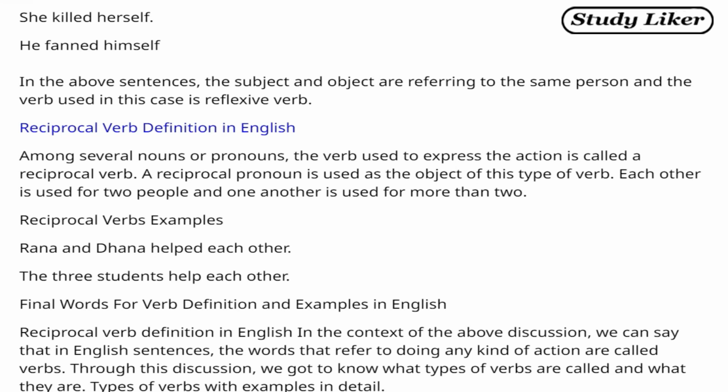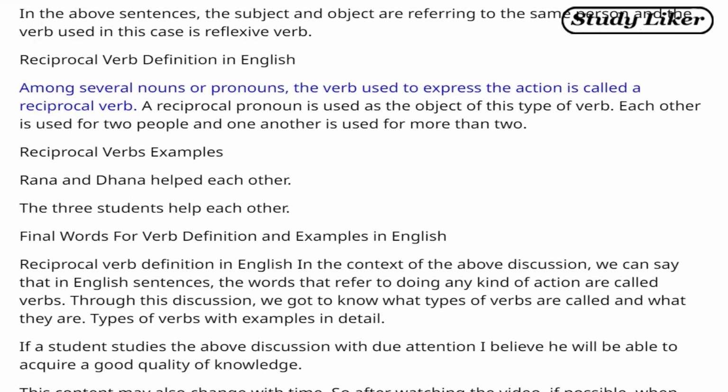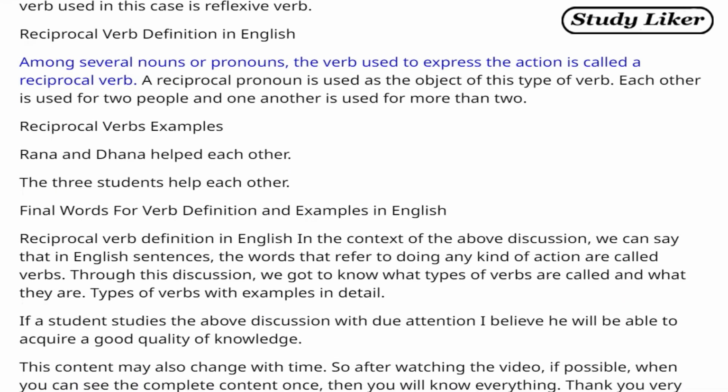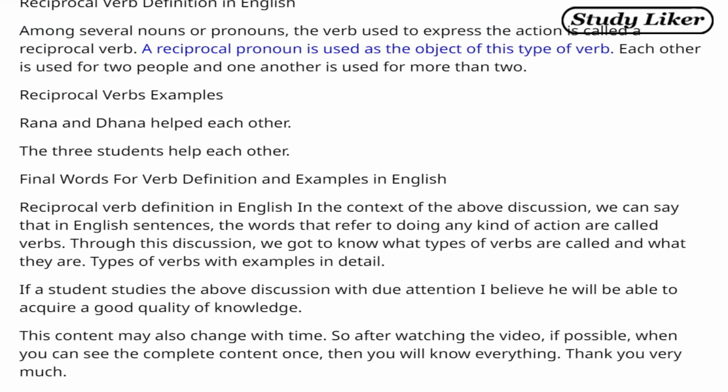Reciprocal verb definition in English. Among several nouns or pronouns, the verb used to express the mutual action is called a reciprocal verb. A reciprocal pronoun is used as the object of this type of verb. Each other is used for 2 people and one another is used for more than 2.